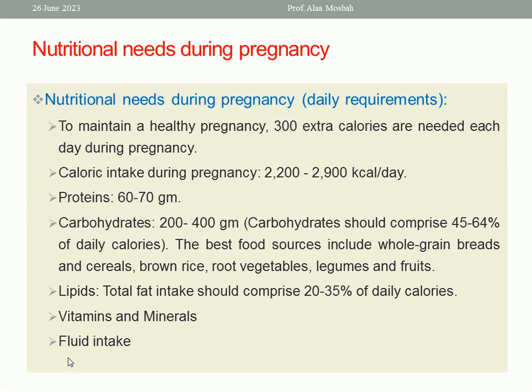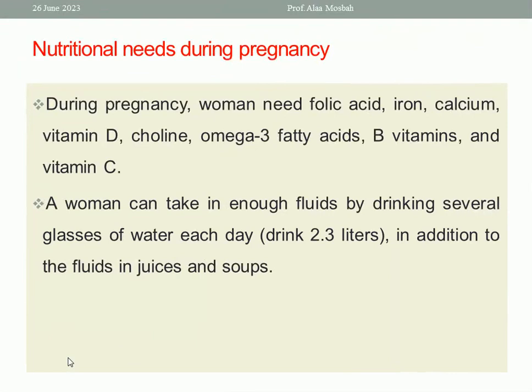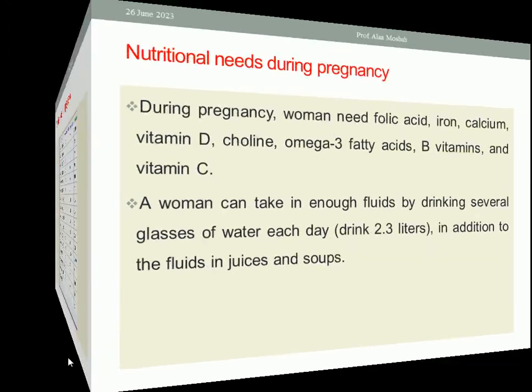Fluid intake is important also, sufficient amount of fluid, water, 2.3 liter at least per day. Okay, so during pregnancy, women need folic acid, iron, calcium, vitamin D, choline, omega-3 fatty acid, B vitamins, and vitamin C. Also, enough fluids by drinking several glasses of water each day. Drink 2.3 liter, about 10 cups of water, in addition to the fluids in juices and soups.